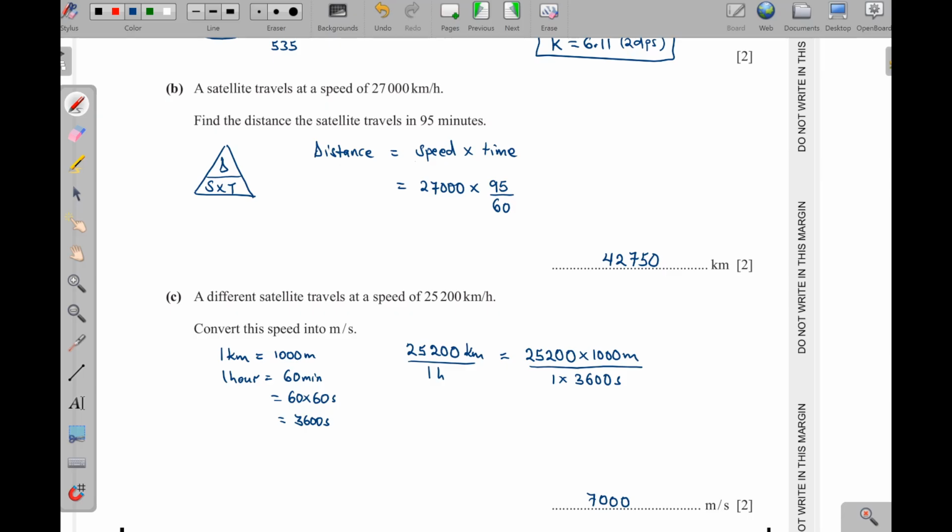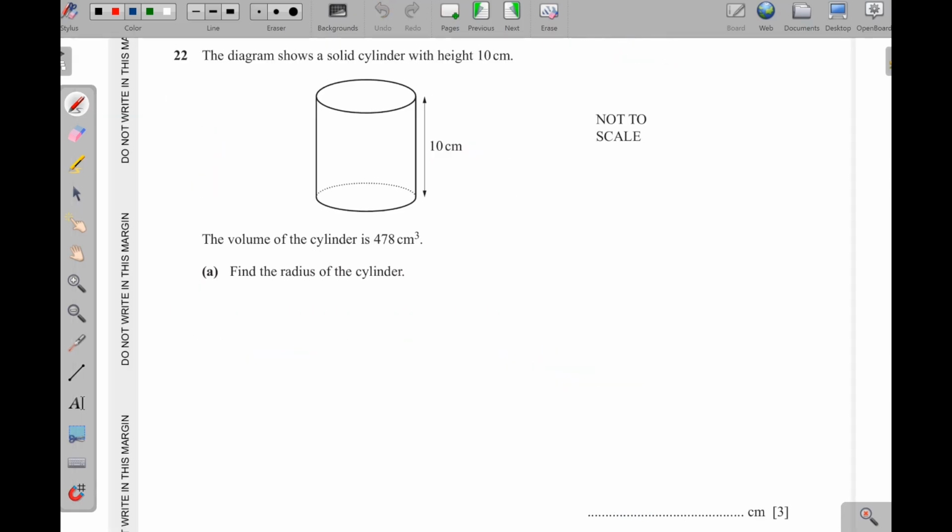As simple as that. Question 22 is coming from 3D shapes. They're saying the diagram shows a solid cylinder with height 10 centimeters. The volume of the cylinder is 478 centimeters cubed. Then part A, find the radius of the cylinder. So when you go to the list of formulae that is given, I think it is on page 2, you'll find the formula for the volume of the cylinder.